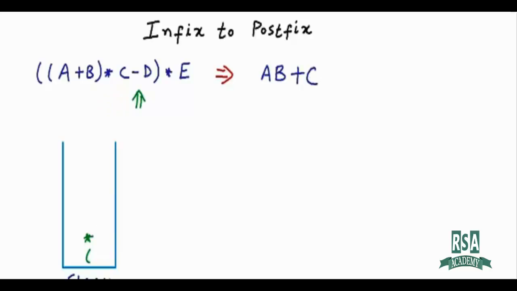Once again we will look at the top. We have multiplication, which is higher precedence. So this should be popped and appended. We will look at the top again. It's an opening parenthesis, so we should stop looking now. Minus will be pushed now.